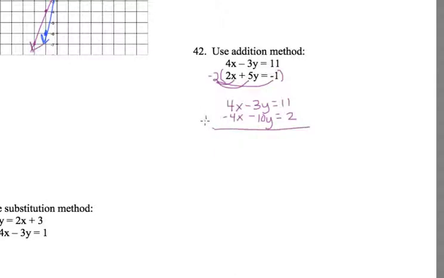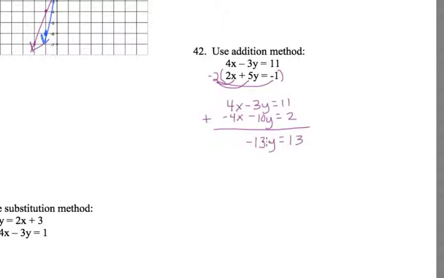Now I add my two equations together, hence addition method. 4x and -4x is 0. That's gone. That's what you want. -3y and -10y, think money, that's -13y equals 13.